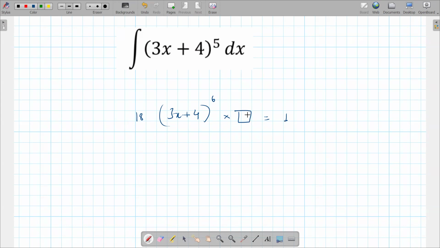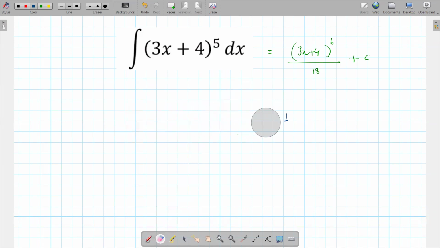It'll be 1 over 18, okay? Just flip it upside down. You can multiply by any number. The goal here is to cancel out the 18, so you'd multiply it by 1 over 18. Like that, and it would disappear. So the final answer here would be 3x plus 4 to the power of 6 over 18 plus c. Did that make sense or no?